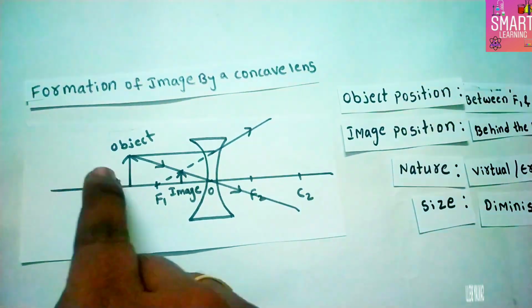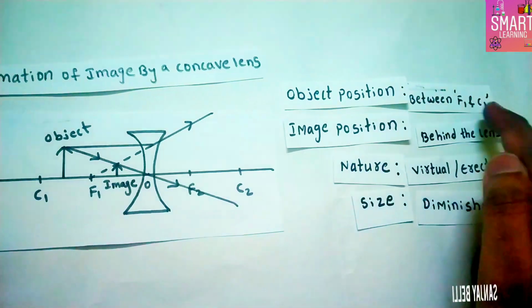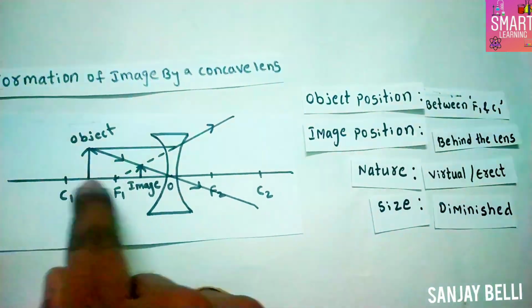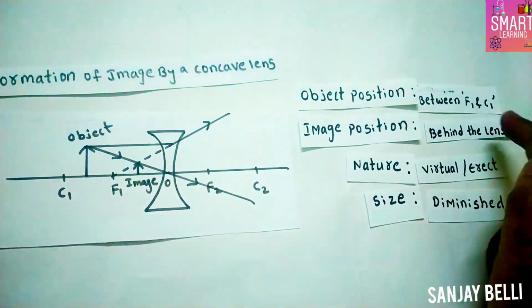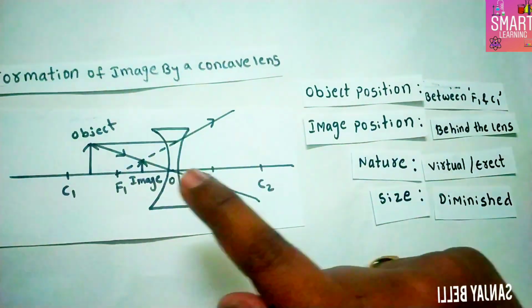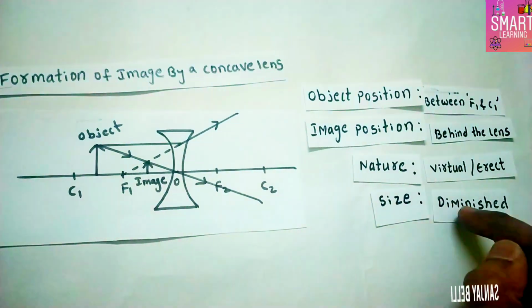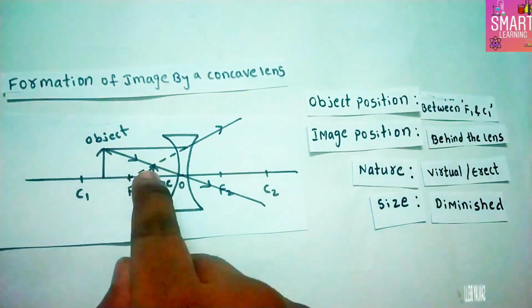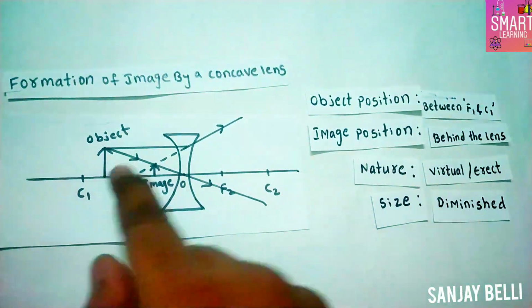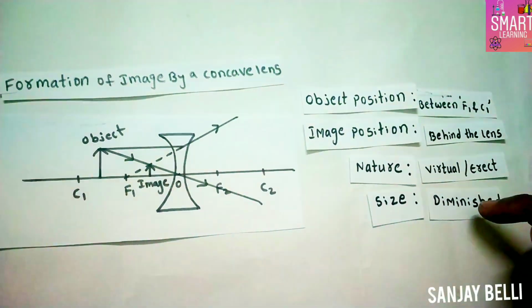In the first case beyond C, then on C, between F and C. Here you can observe the object position between F1 and C1. The object is placed between F1 and C1, but the image position remains the same, behind the lens. The nature you can observe is virtual and erect, and the size is diminished. So beyond C, on C, and between F and C, you got the same image position, nature and size.